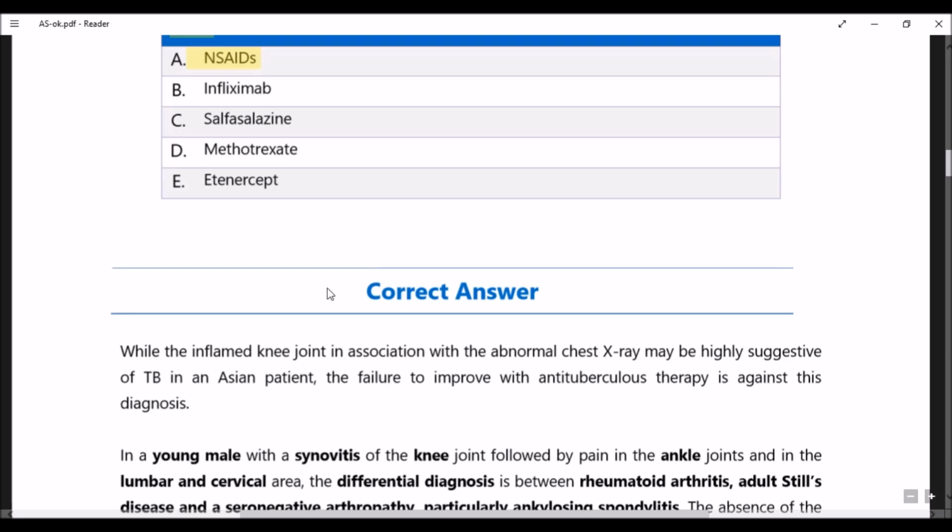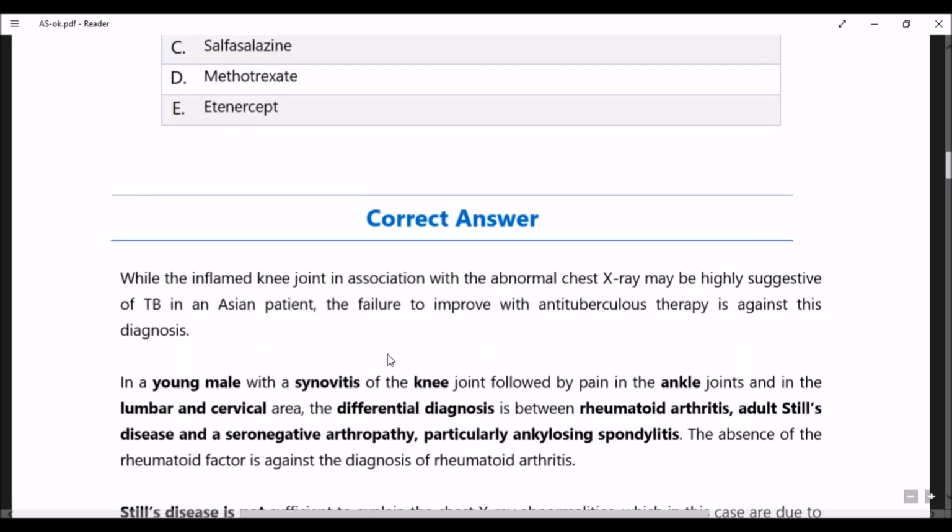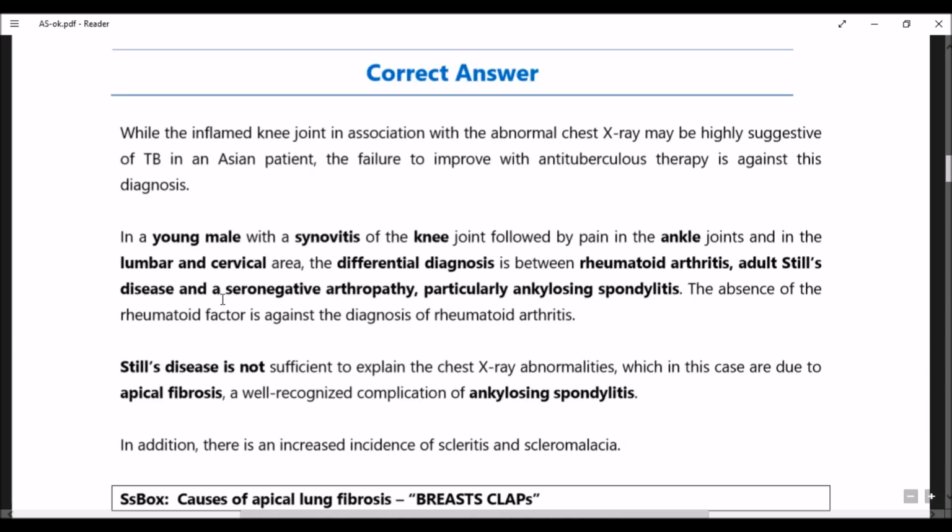Here are some of the explanations given. The inflamed knee joint in association with the abnormal X-ray is highly suggestive of TB in an Asian patient. Failure to improve on anti-TB treatment is against this diagnosis, as I already said. Young male, synovitis, knee joints, ankle joints, lumbar, cervical, the differential diagnosis is a long list. Rheumatoid arthritis is unlikely because rheumatoid factor is negative here. Adult Still's disease can be a possibility, and seronegative spondyloarthritis, particularly ankylosing spondylitis.